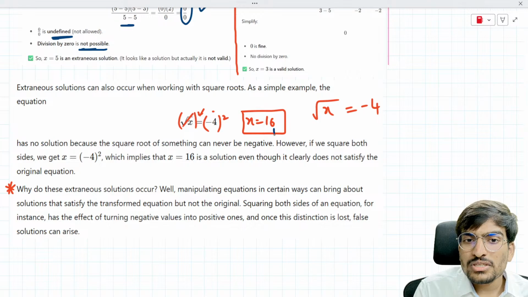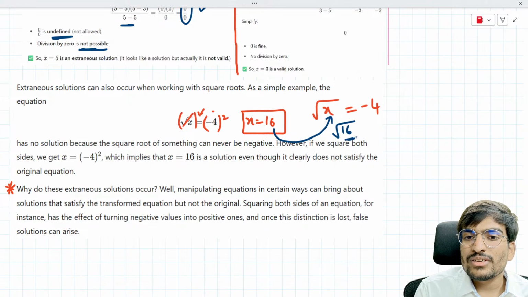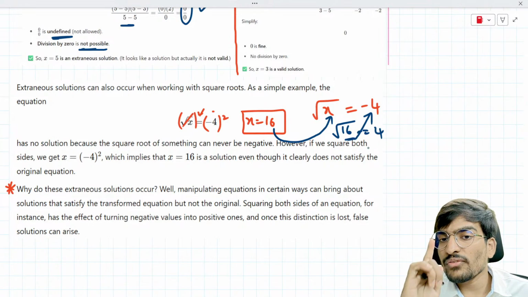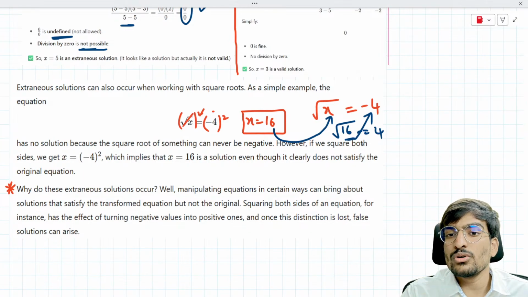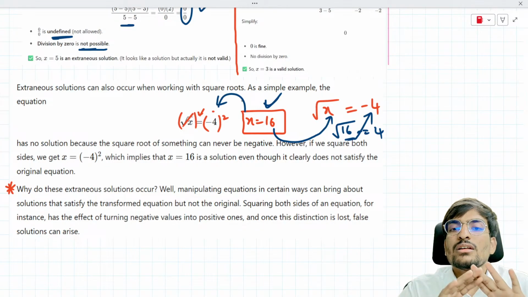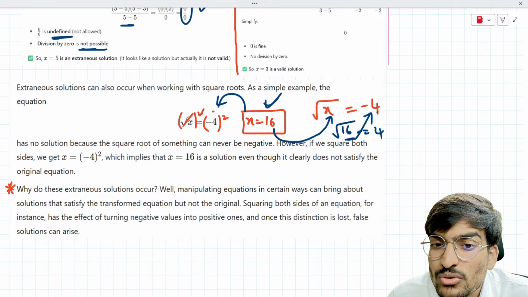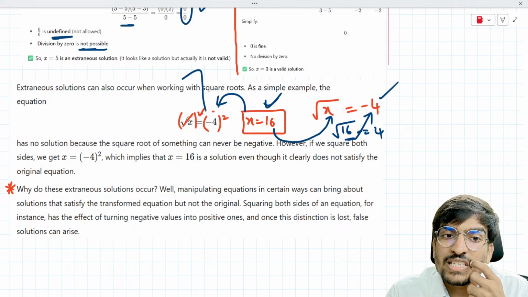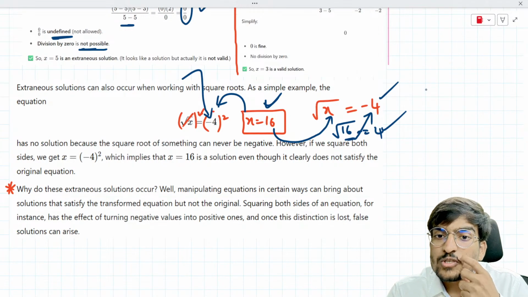But if you put this x value in, root of 16 is not satisfying this, because root 16 is 4. Root of any value is positive, not negative. So when you put the value back into the original equation, you're not getting a negative value, because initially it is negative 4, but we are getting positive 4.